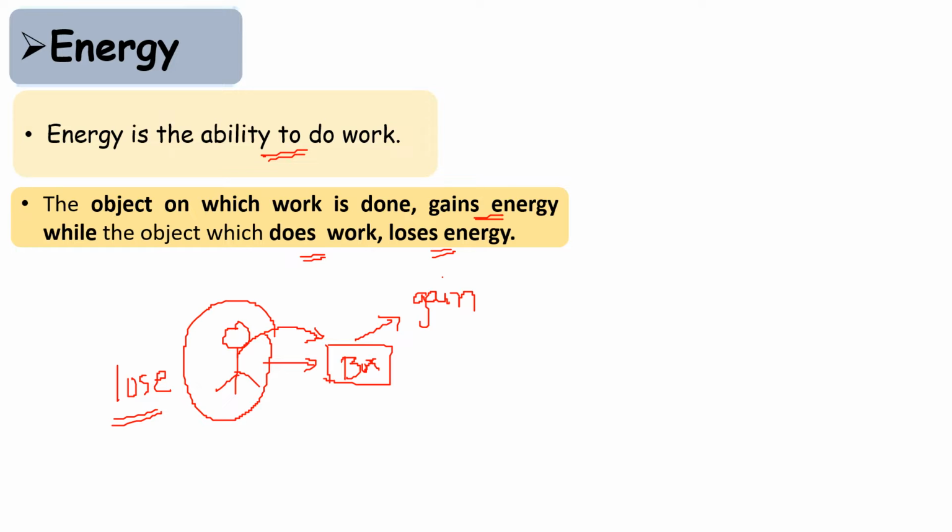Once again, energy is the ability to do work. If I am doing any work, or right now if I am talking or teaching, that means I am doing work. But if I am doing work, that means I have energy. Now, the object on which work is done gains energy, while the object which does work loses energy. So in this case, if I am pushing this box, that means I am doing work on the box. So the box will gain energy and I will lose energy.